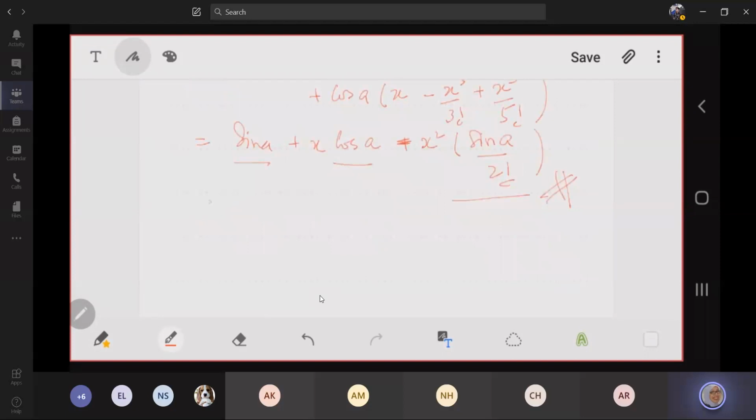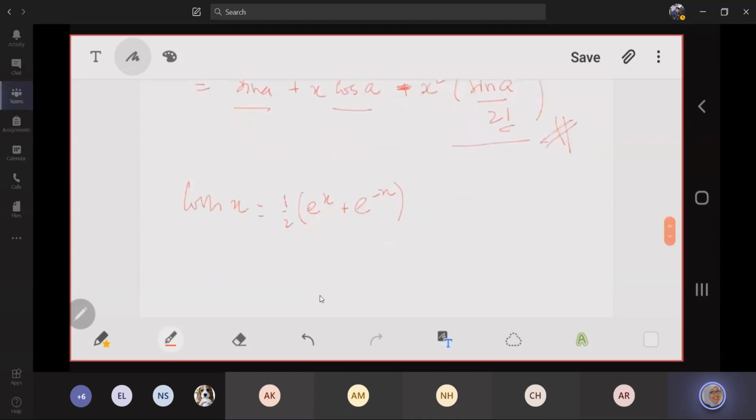Okay, expand cos x as a series of ascending powers of x, up to and including the term in x to the power of 6. So you have cos x is equal to 1 on 2 (e to the x plus e to the minus x), right? In this case, you expand e to the x, and find e to the minus x.